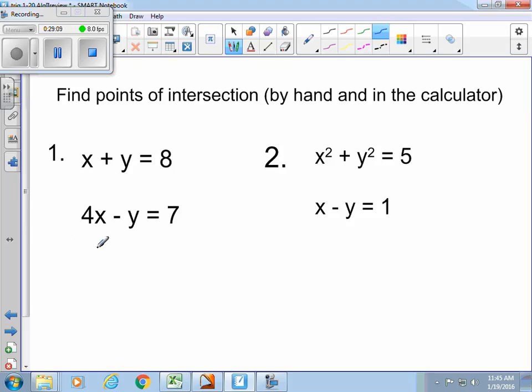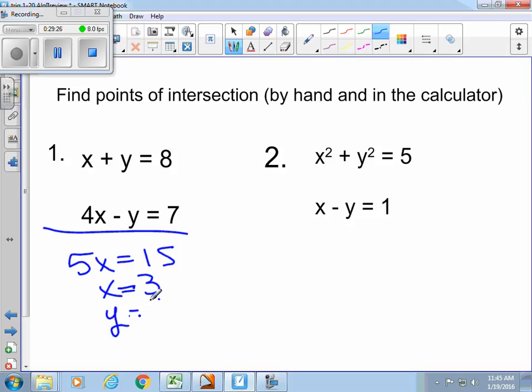Which one is the first one set up more for? It's an easy elimination problem. 5x equals 15, x equals 3. Does everyone know how I got that? Yes. And how do I find y? Plug it in. Put the 3 in for x, so I get y equals 5. So that's the intersection by hand.